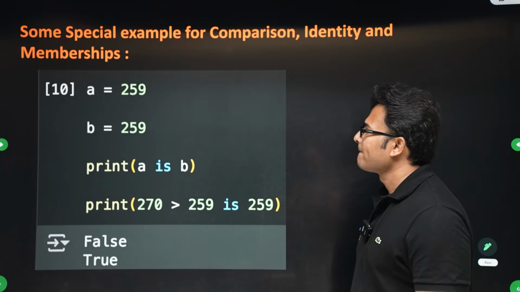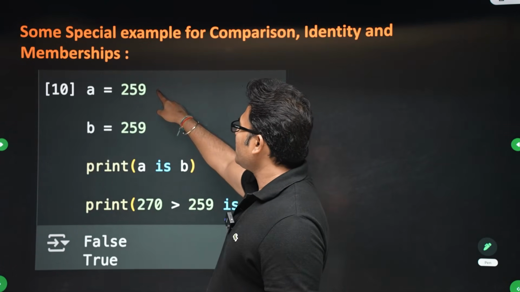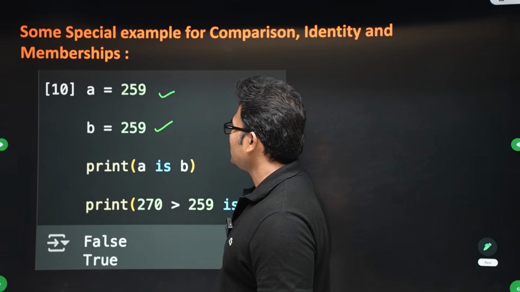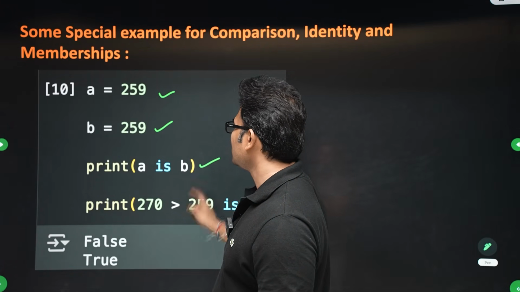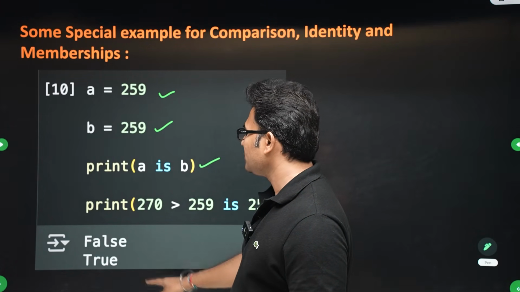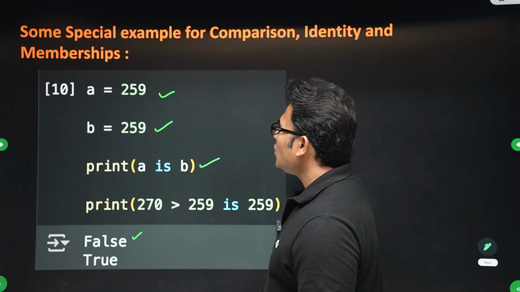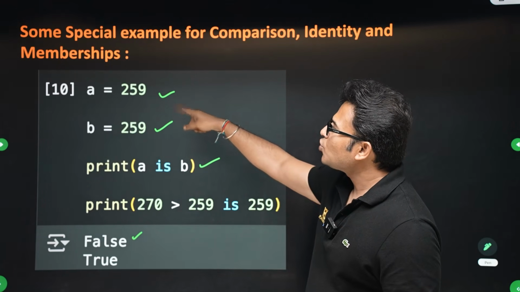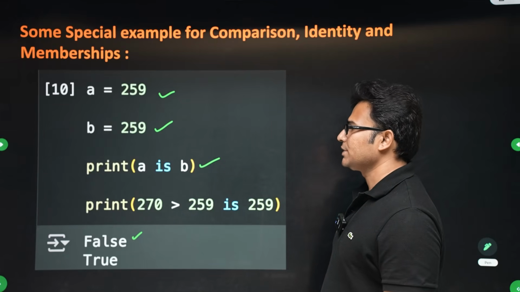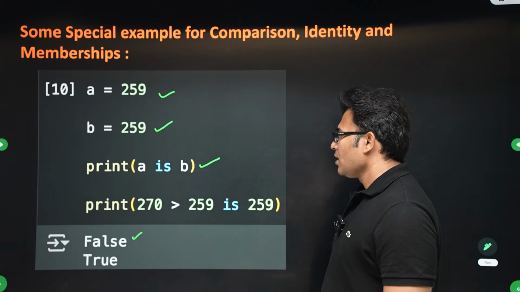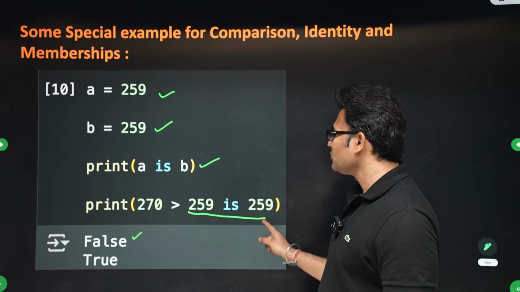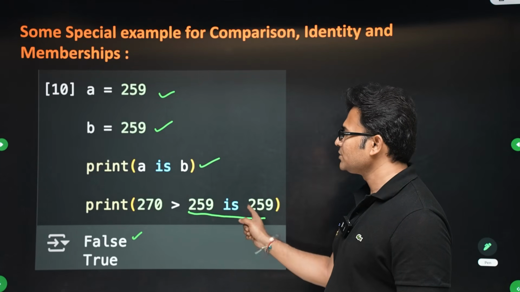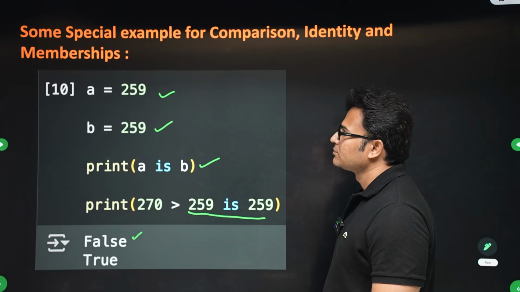Now, A equal to 259, B equal to 259, print A is B. So what will be printed? Simply false. Why? Because A is not B. These two are different objects. But then when you write like this, it will be true. Why? Because they are same objects.